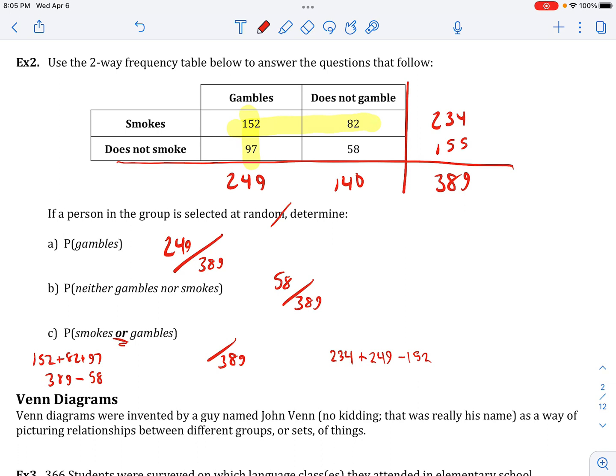So, no, you're not going to be that jerky about it. You're going to say yes, right? If there's a smoker party, you're going. If there's a gambler party, you're going. You are in the smoker or gambler club if you do both. So we want to count that 152.